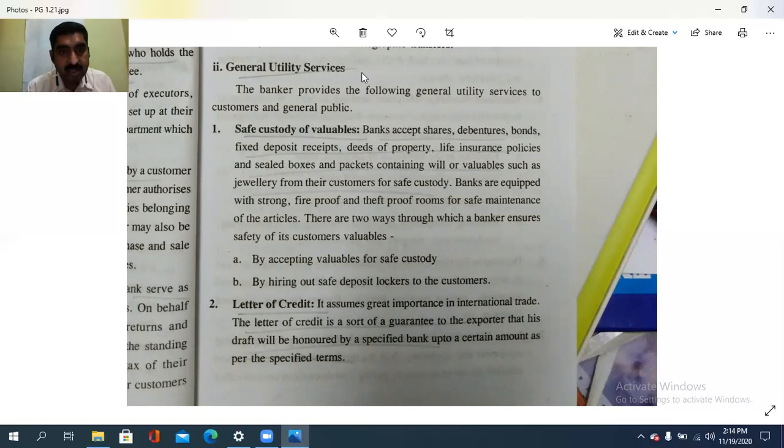Banks are equipped with strong, fireproof, and theft-proof rooms for the safe maintenance of such articles. There are two ways through which a banker ensures safety of its customer valuables: by accepting valuables for safe custody and by hiring out safe deposit lockers to the customer.